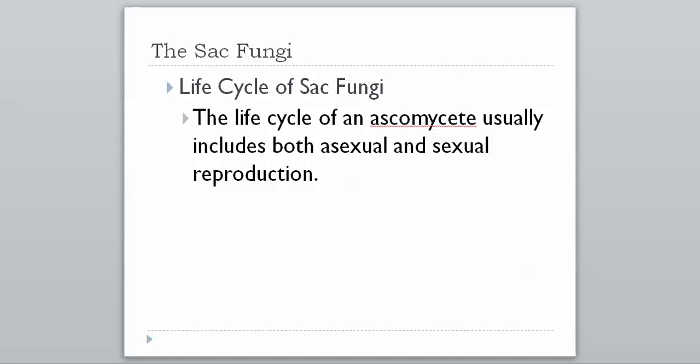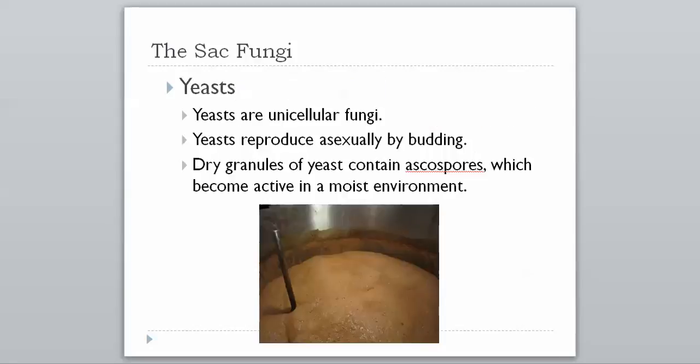Then the life cycle of the sac fungi. The life cycle of an ascomycete usually includes both asexual and sexual reproduction. That is one of the similarities it shares with the first group, our common molds. The common molds and the sac fungi will both reproduce asexually and sexually. I'm not going to go into great detail about how that all happens, because it's a long process and it's counterproductive to try to memorize all of that.